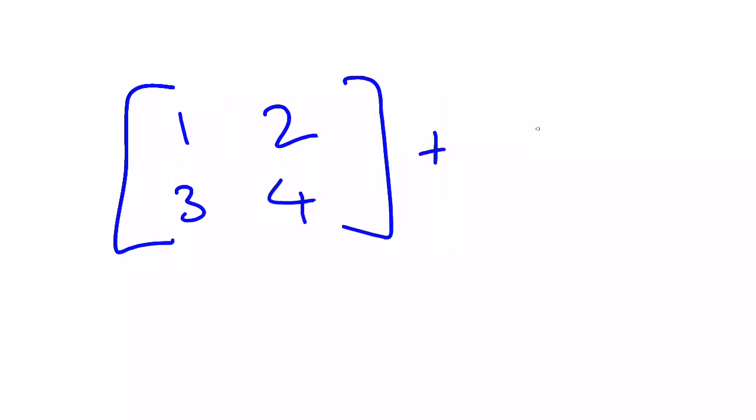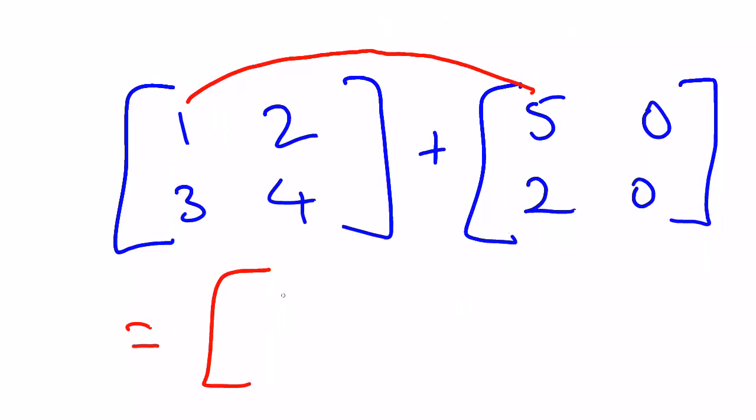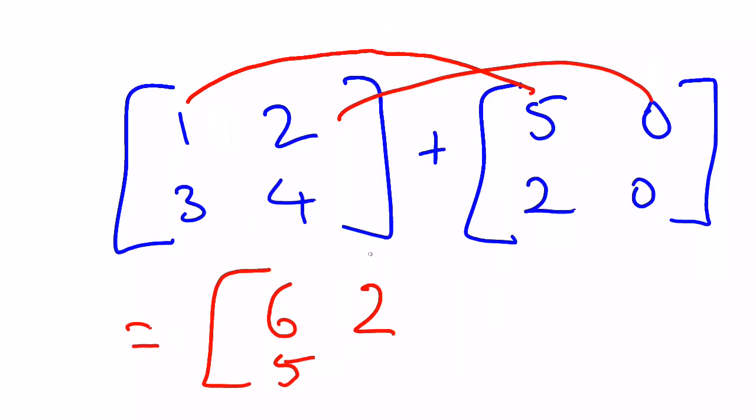If I just quickly draw in this matrix, let's go 1, 2, 3, 4, plus 5, 0, 2, 0. I can add these two together because I can add the 1 and the 5 together to give me 6. I can add a 2 and a 0 together to give me 2. I can add the 3 and the 2, which gives me 5. And I can add the 4 and the 0, which gives me 4.